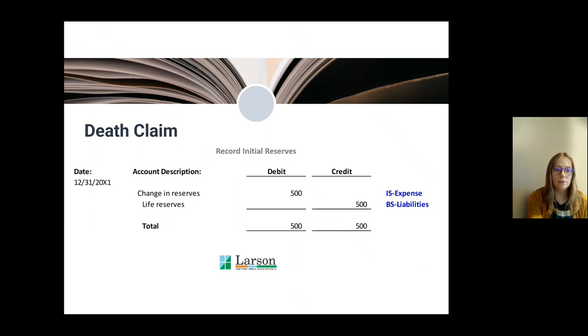And I want to point out too, you can see reserves is a liability. It increases by $500, and the debit runs through the income statement as a change in reserves and as an expense.